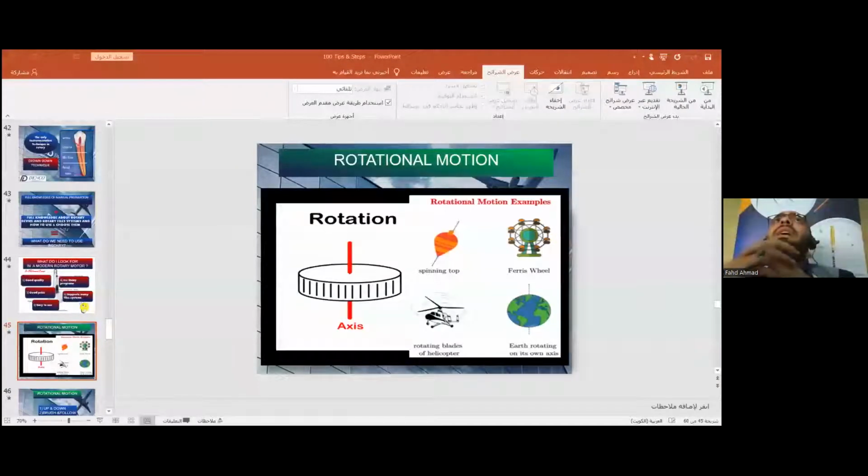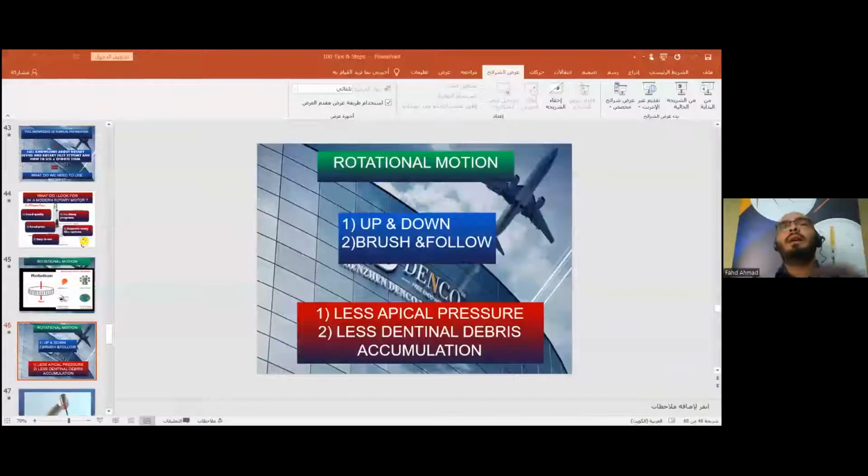Why I advise you to use rotational motion as a beginner: because it's easier, it makes less apical pressure and less dentinal debris accumulation. Let's look at the forward. You see, up, down, and brush and flow, less apical pressure, less dentinal debris accumulation.